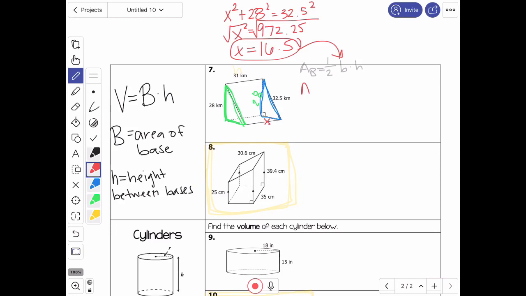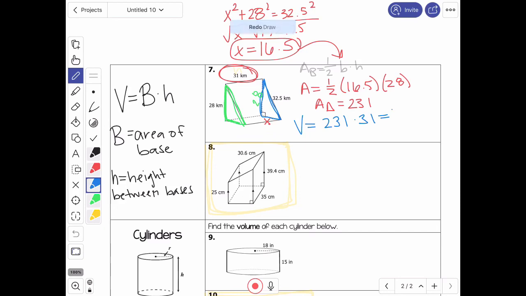Okay, so that would be my base in my area formula of the base. And so take 1/2 times 16.5 times the height. We already said the height was going to be 28. And so the area of that triangle turns out to be 231. So now I can use that area of the base and the height between the bases to find volume. And volume is going to be 231 times 31 to get 7,161 kilometers cubed.